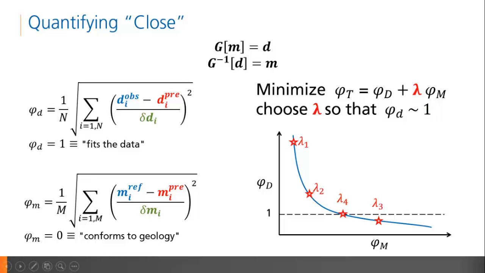When we plot the results of these step calculations, we'll get a plot like this, where each lambda represents an iteration in the inversion. The final model is one that minimizes the objective function with the condition we've specified. In this case, that the data misfit is close to 1.